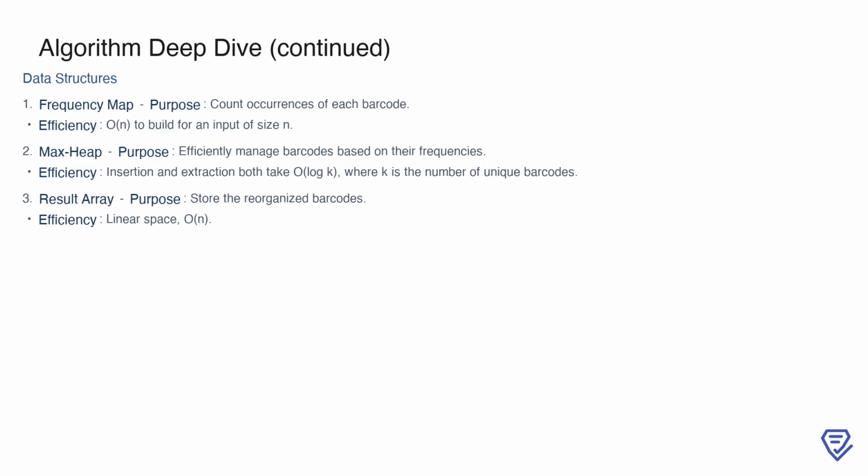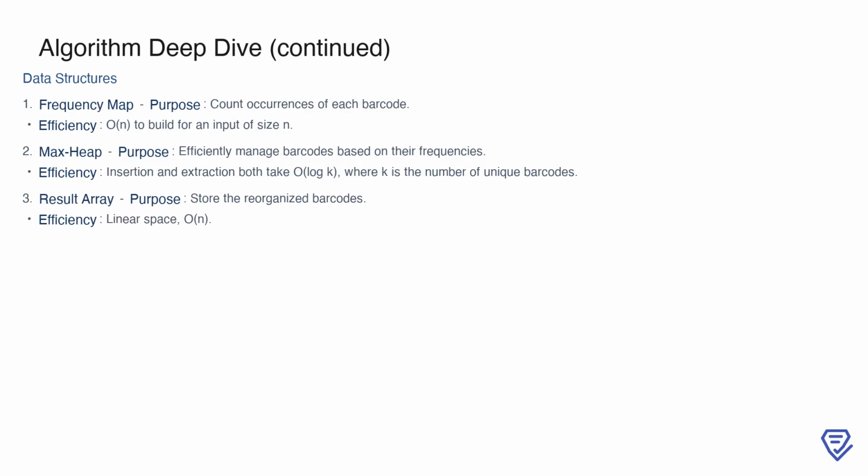To implement this algorithm effectively, we rely on three main data structures. The first is a frequency map, which counts the occurrences of each barcode. This step operates in O(n) time, where n is the size of the input.